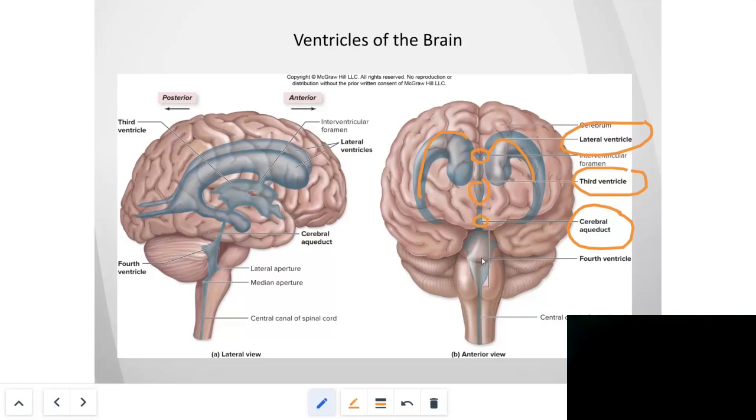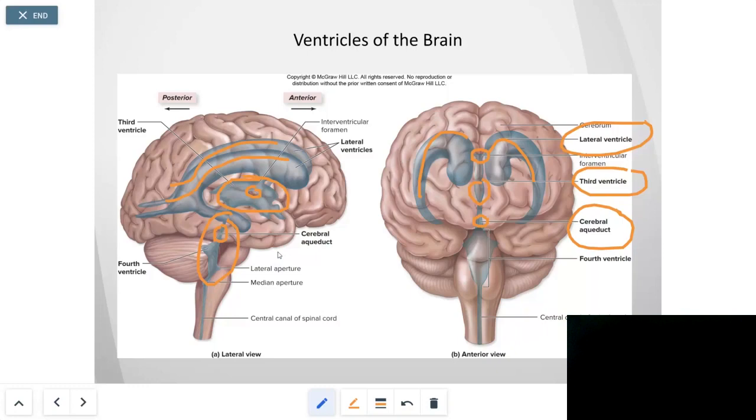The lateral view is kind of cool, but you can see right here it has a big wing. So this is the lateral one. So this could be the 1 or 2. The third one is right below it. And then the fourth one's right underneath it. And then that little passageway is the interventricular foramen, and that little tube is the cerebral aqueduct.